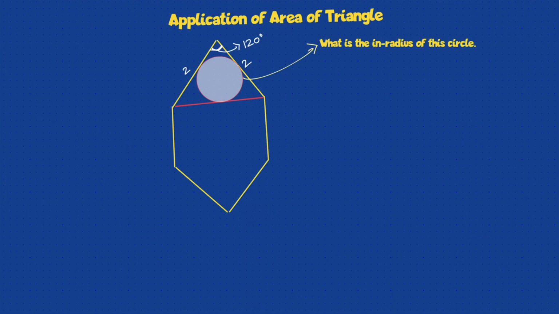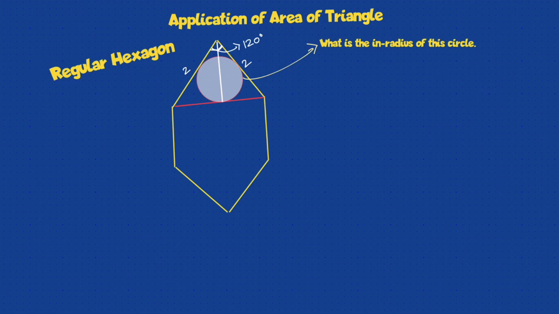Let's look at an application of area of a triangle. I am being given here a regular hexagon. We have studied what a regular hexagon is, and we'll study this in quadrilaterals and polygons as well: all the sides are equal, all the angles are equal. So the angle is 120, side is 2. Inside that I draw a circle which is an incircle. The question here is, what is the inradius of this circle?